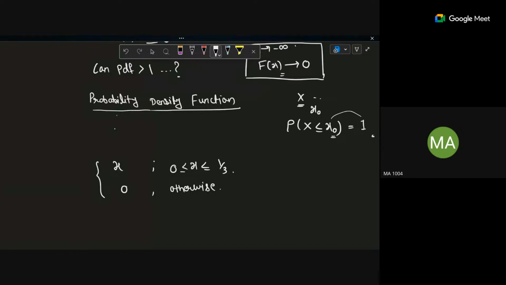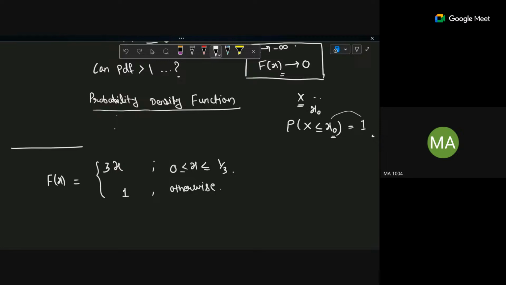It's x lying between 0 to 3, and CDF. Then can you just calculate the PDF and whether it's correct or not? And how will you draw the PDF for the same thing?